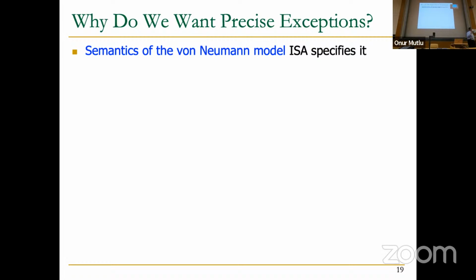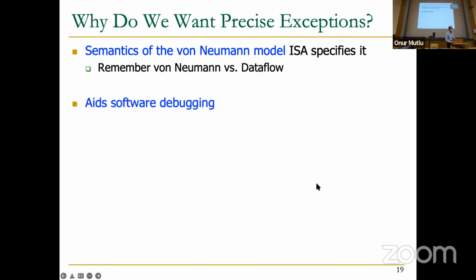You should ask the next question, basically. Yeah, the law specifies it, but is the law good or is the law correct? That's critical thinking, basically. Why did the von Neumann model specify it? Well, remember the data flow. Data flow actually doesn't specify it. That's another law, another contract, basically. Why? Because the main reason is it aids software debugging. That's the main benefit of von Neumann architecture also.